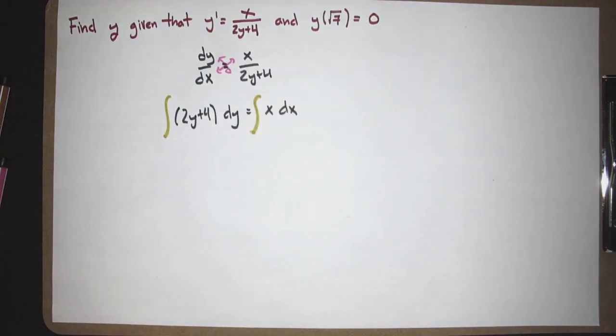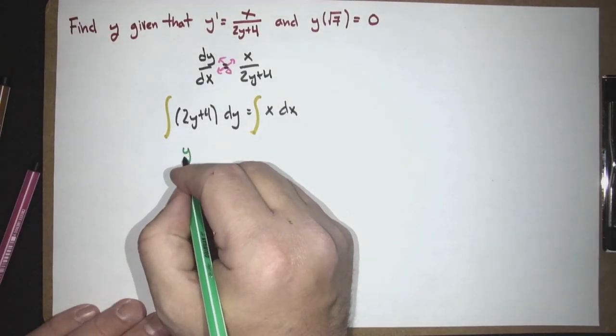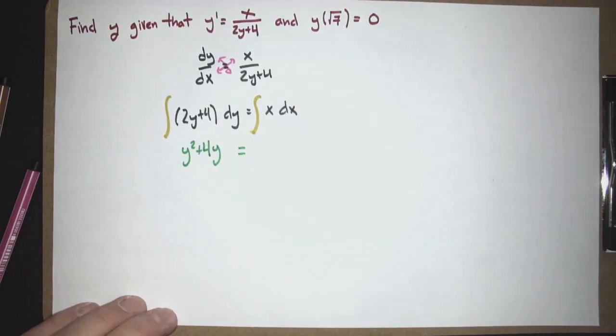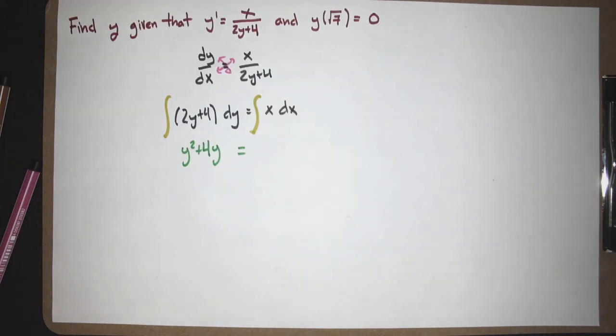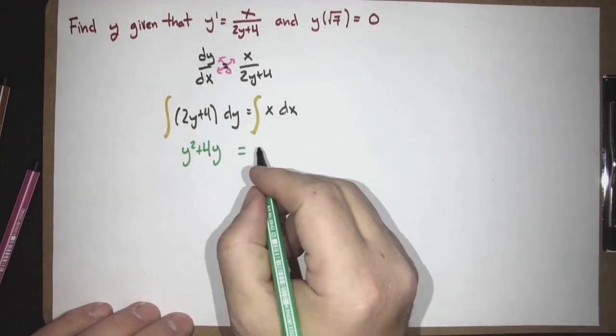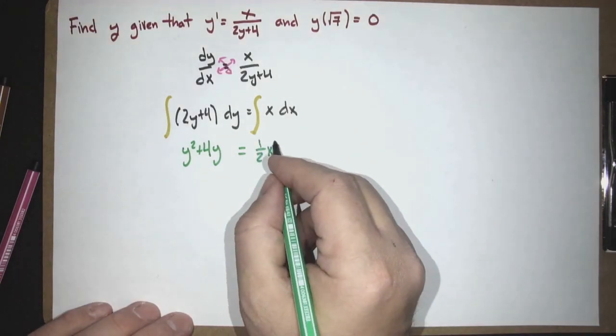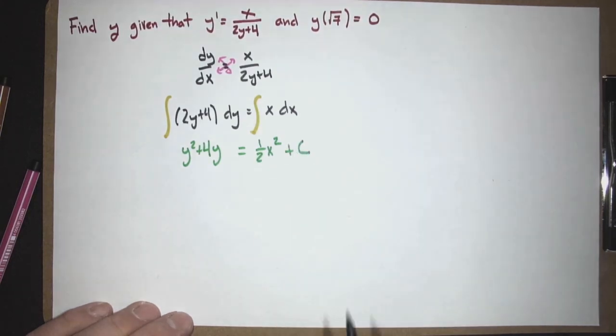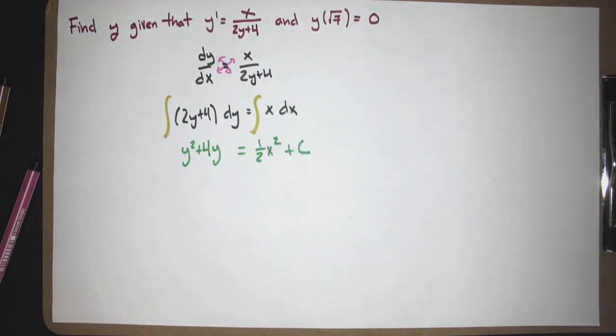What's the integral of 2y plus 4 dy? Y squared plus 4y. Nice. How about the integral of x dx? Half x squared? Is that true? That's true. Anything else we need to write down? C. Plus c. All right.